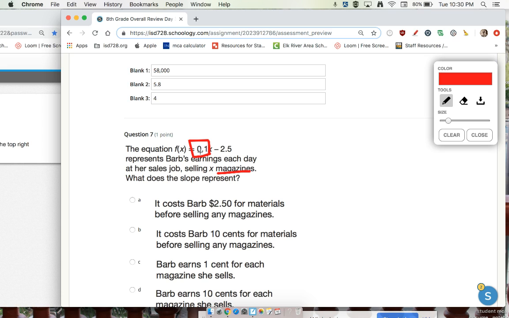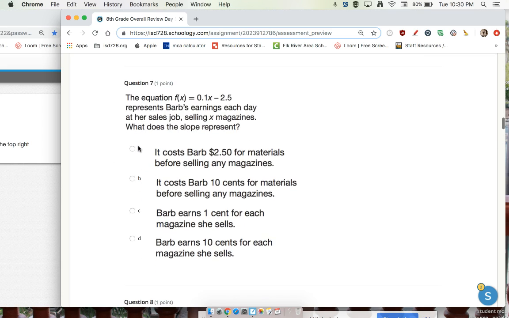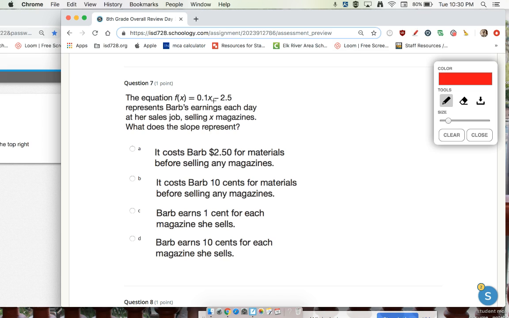So I'm going to try to find the match to that. The first one says it costs Barb $2.50 for materials before selling any magazines. That's actually the y-intercept, so that's not it. It costs Barb 10 cents for materials before selling any magazines. No, because that would be a negative 0.1.